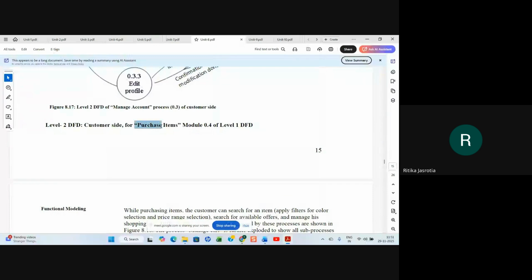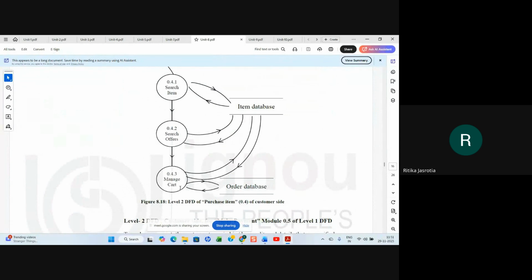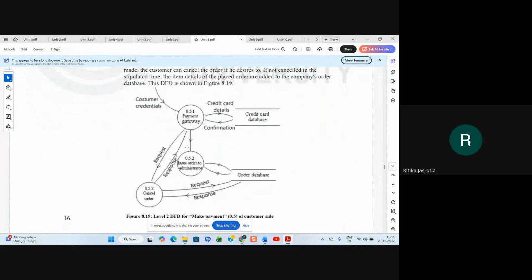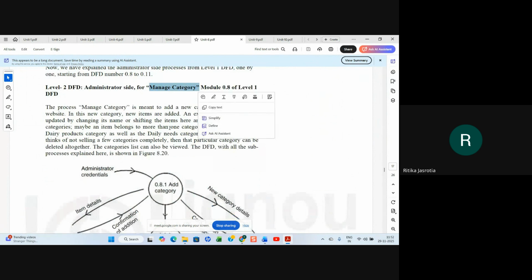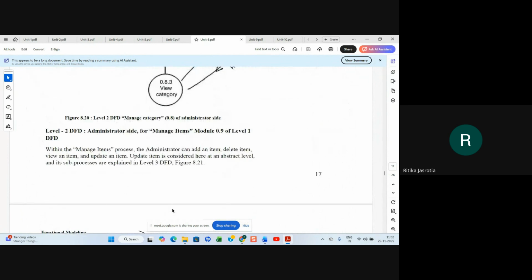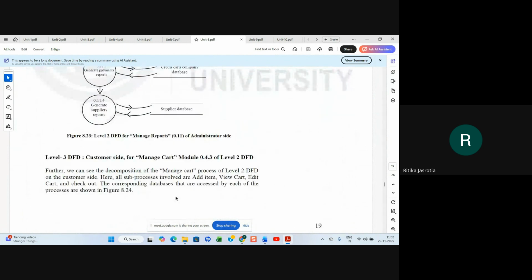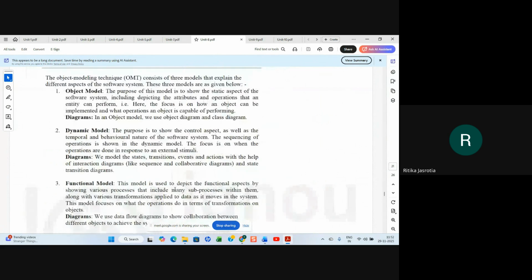Then purchase item also they are explaining in level 2: search item, search offer, manage cart. Like that. Make payment also they are showing: payment gateway, item order to administrator, or cancel order. This kind of a thing. Then on the administrator side also they are explaining manage category: add category, delete category, update category, view category. This kind of a thing. So that is there. They are explaining.